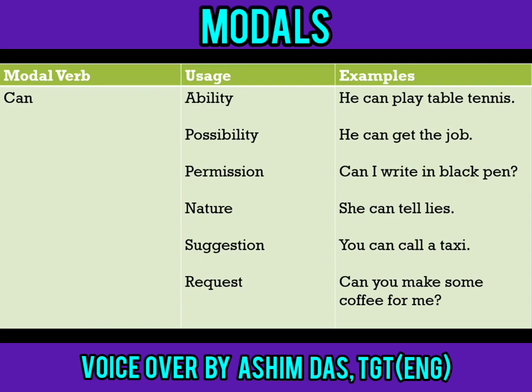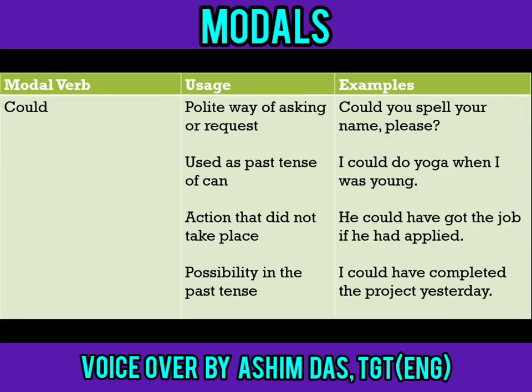Now, let us go to the next one, which is could. We'll learn how to use the word could. The first usage of the word could is to make a polite request. Example, could you spell your name please? It's a very polite way of asking. The second usage of could is used as past tense of can. Example, I could do yoga when I was young.